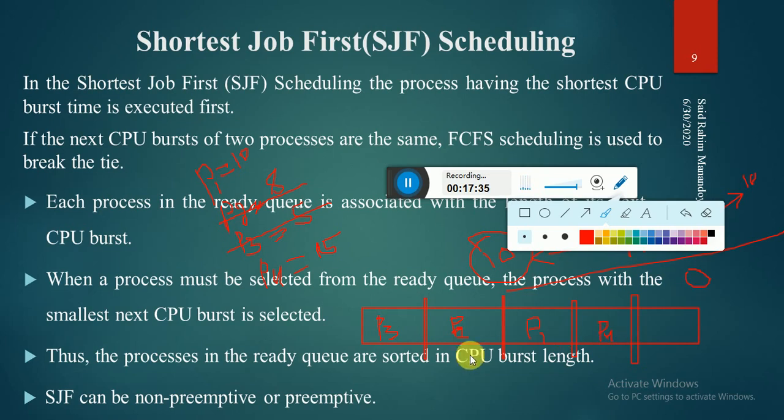If SJF is used, the ready queue gets sorted like this. Okay, so SJF can be non-preemptive or preemptive. So far we worked on FCFS, which is non-preemptive. Now in SJF we are going to solve two examples, or more than two examples, of preemptive and non-preemptive, which are totally different. The implementation is different.